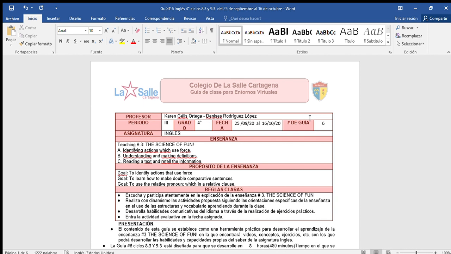The teaching is number 3, the science of forces, and the goals are to identify actions that use force, to learn how to make double comparative sentences, and to use the relative pronoun which in a relative clause.